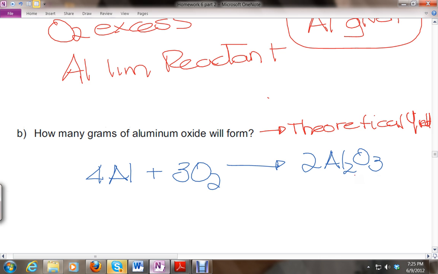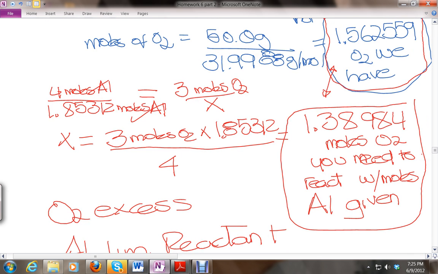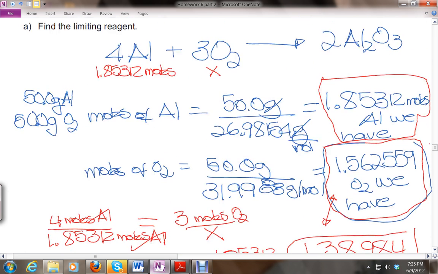Okay, so we got this, right? How much are we gonna get? That's what they're asking for. What do we need to take to calculate that? The moles of aluminum, which is the limiting reagent. How many moles of aluminum do we have?